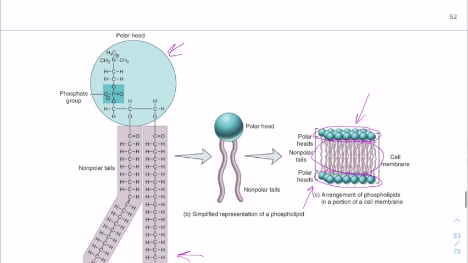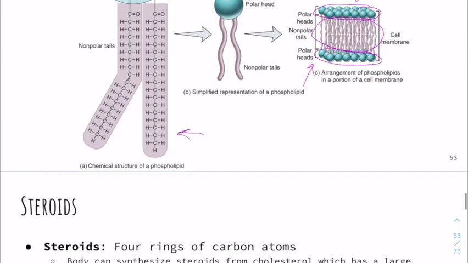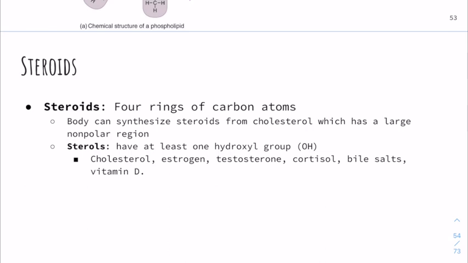We also have steroids. Steroids are four rings of carbon atoms. The body synthesizes steroids from cholesterol because it has a large nonpolar region. Steroids are used for hormones in the body. Sterols, which are a form of steroids, have at least one hydroxyl group. Hydroxyl groups have an OH. Cholesterol is a steroid. Estrogen, testosterone, cortisol, bile salts, and vitamin D are all sterols. Remember, your skin makes vitamin D from sunlight.